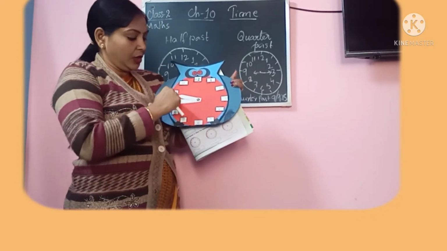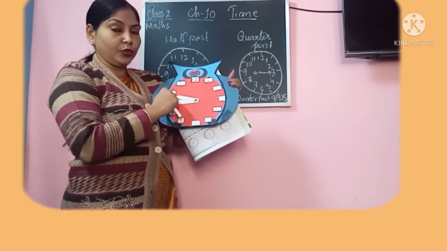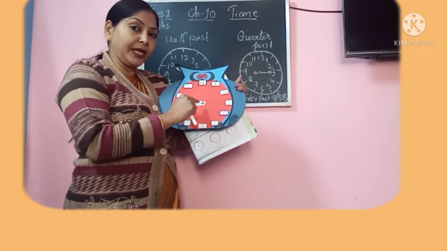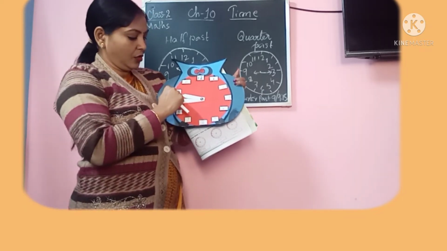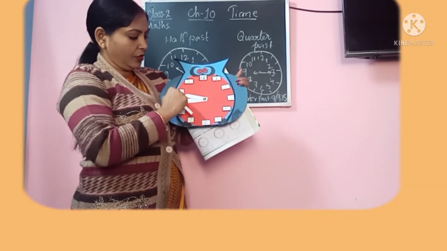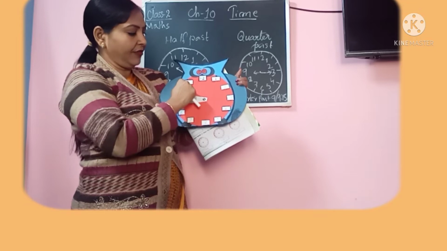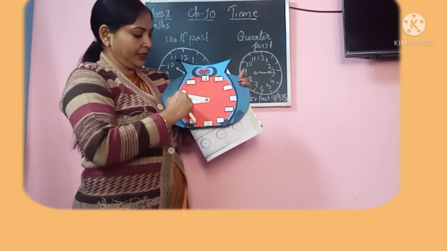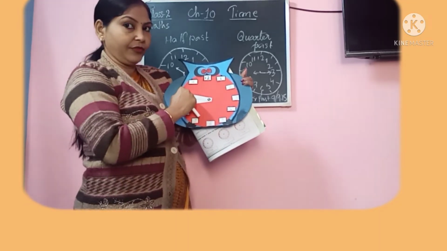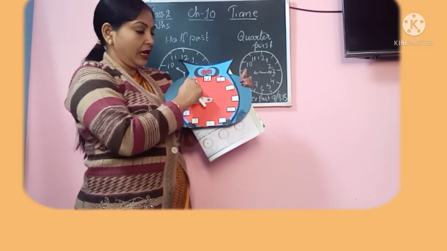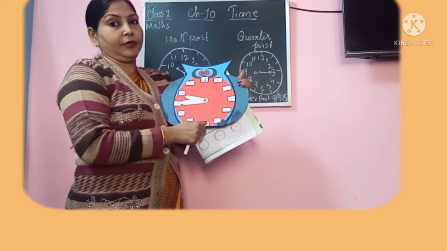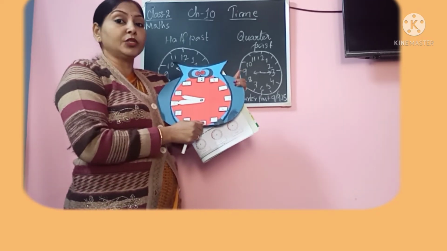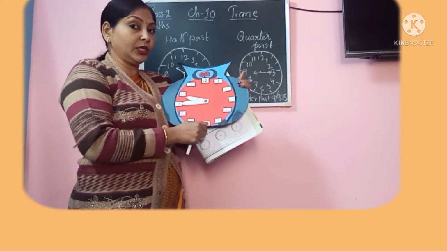That means to 10, to become 10 o'clock, how many minutes are left? See, from here we will read 5 minutes, another 5 minutes and another 5 minutes. That means 5, 10 and 15. So 15 minutes are left to 10. That is why we say quarter to 10, not quarter to 9.